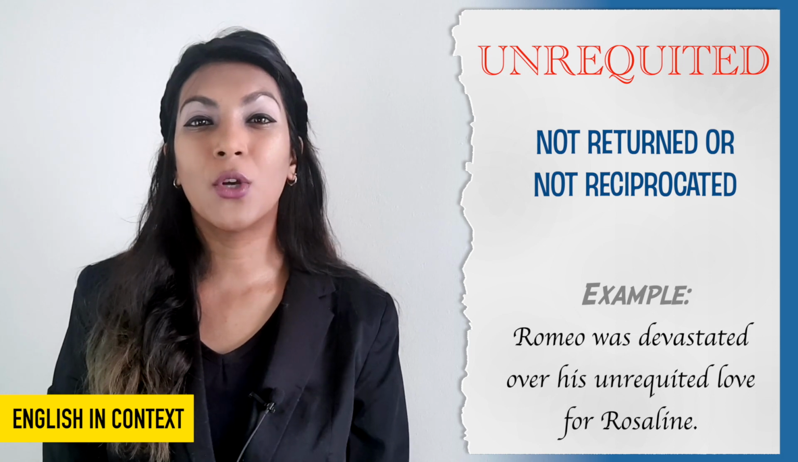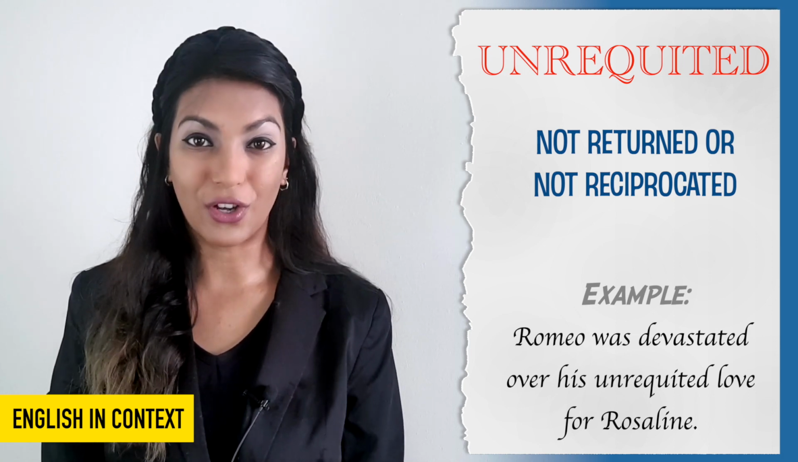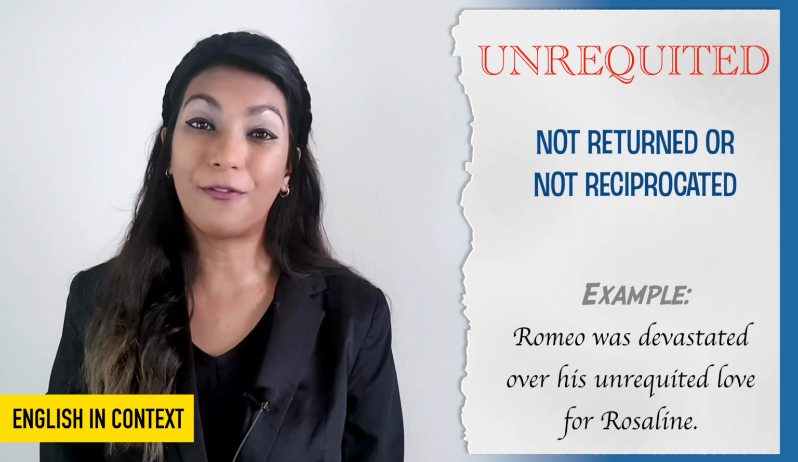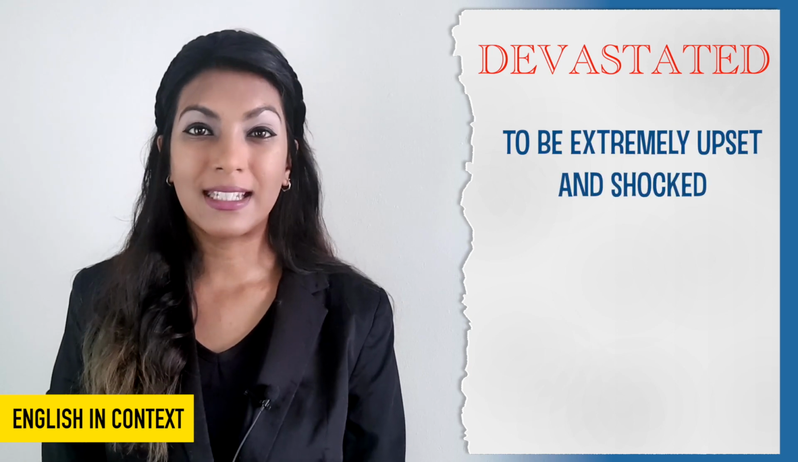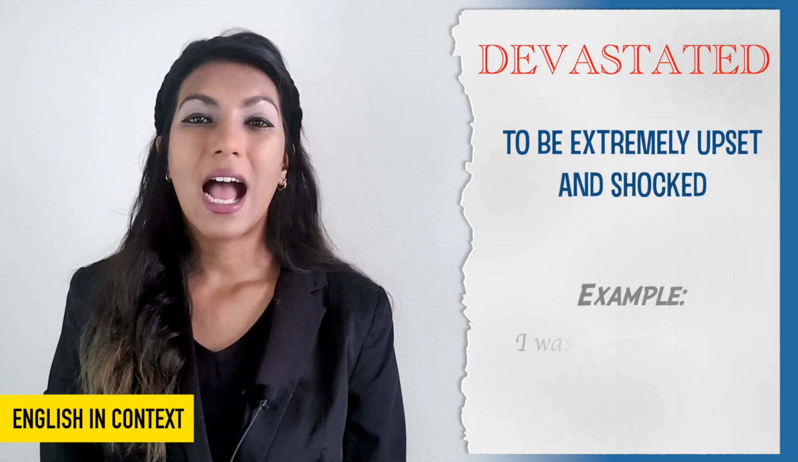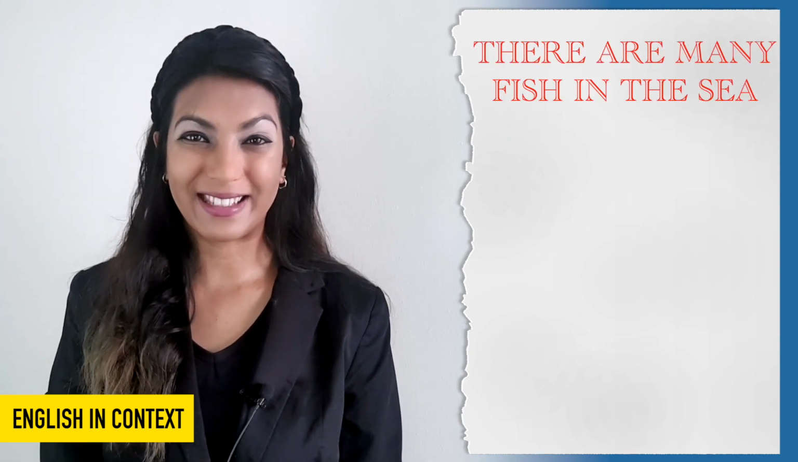This means that Romeo was upset because his love for Rosaline was not returned, or Rosaline did not feel the same way. Number 6 is devastated. This means extremely upset and shocked. Example, I was devastated when my dog died. 7. There are many fish in the sea.